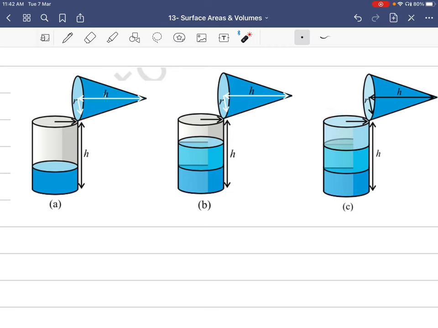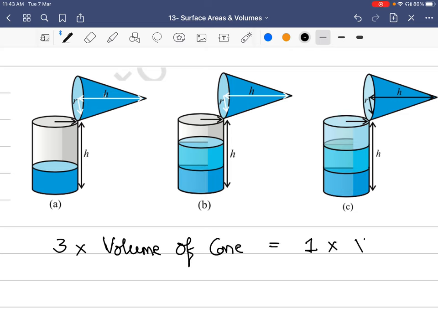You can try this experiment if you want, but what happens is, 3 iterations of the cone is equal to one whole cylinder of the same radius and same height. That is a very important criteria. What does that mean? That means 3 times the volume of cone is equal to 1 time the volume of cylinder. Does that make sense? You have to take 3 cones to fill one cylinder of same radius and same height. I am repeating this point again and again because that is very important.